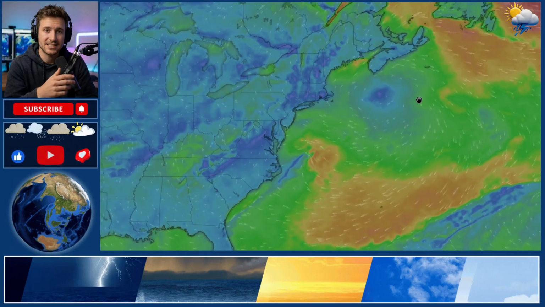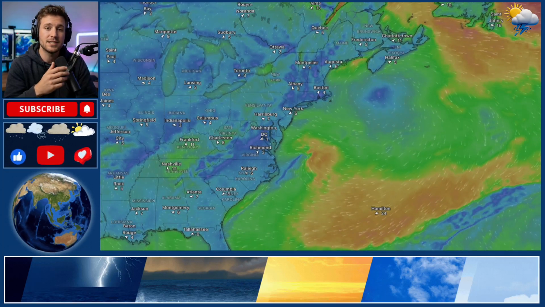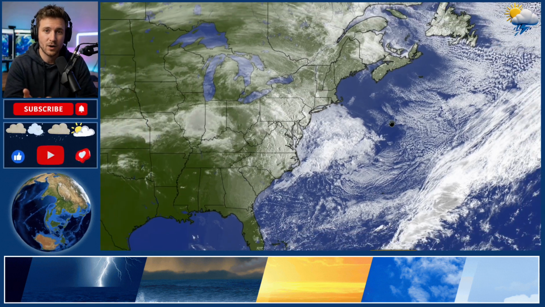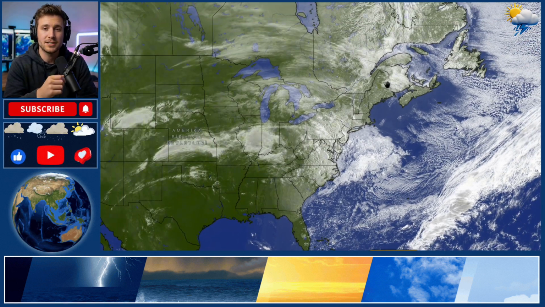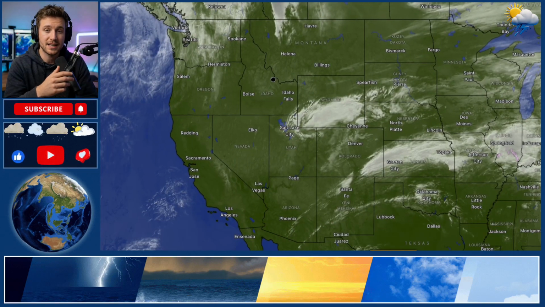When we look at the temperature map, we see blue and purple tones across Canada and the northern United States. That's cold air, well below freezing. This cold air mass is what's supporting the widespread snow. As long as that cold air stays locked in place, which it appears it will for at least the next couple of days, snow remains the story for the northern tier.